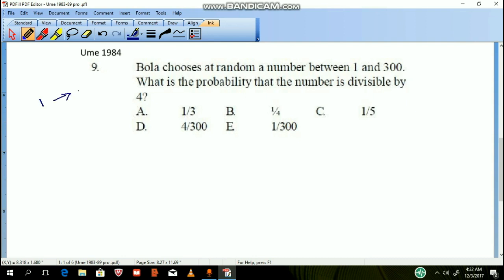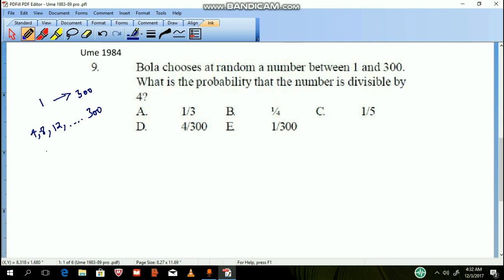to 300. Bola chooses from 1 to 300 a number that is divisible by 4. If we start from 1 to 300, the numbers divisible by 4 are 4, 8, 12, simply the multiples of 4 all the way to 300. Now, if we are to start listing all these, it will take time.